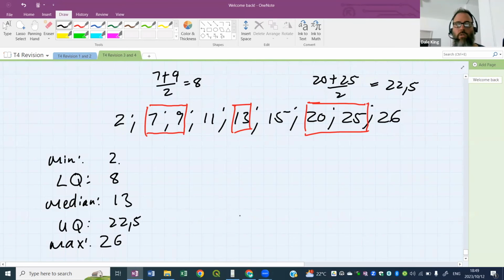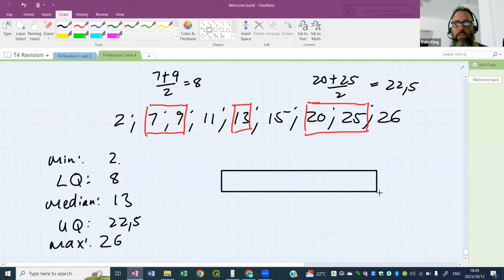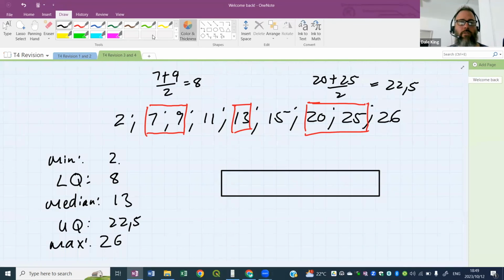And you never have to draw one. You just have to know what they are, because they will draw one for you. So it might look something like this. I'll quickly draw one. It won't be to scale because I'm just sketching it here for you. We'll draw a basic one like that, and then we'll put the median somewhere over there.